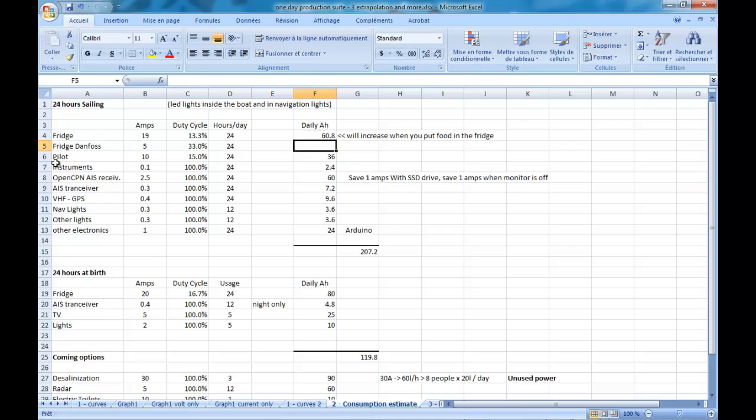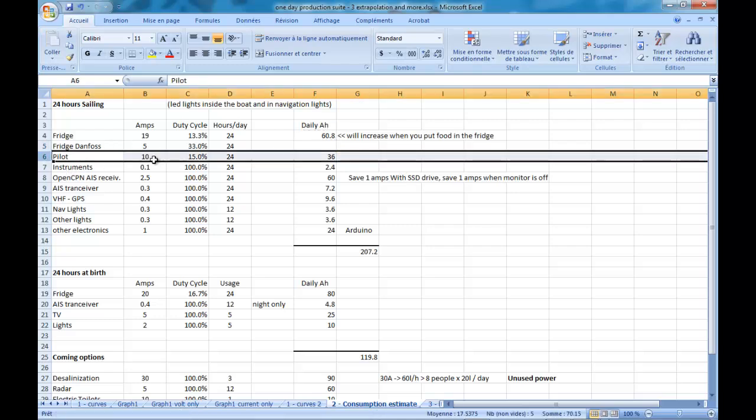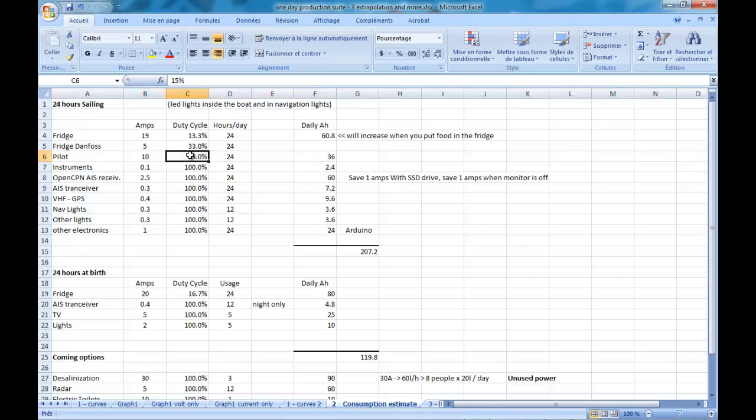Okay, now the pilot is the other big one, 10 amps when the electric motor is running, and I estimated it's running a few seconds every other second, so 15%. So we're talking 36 ampere hours.